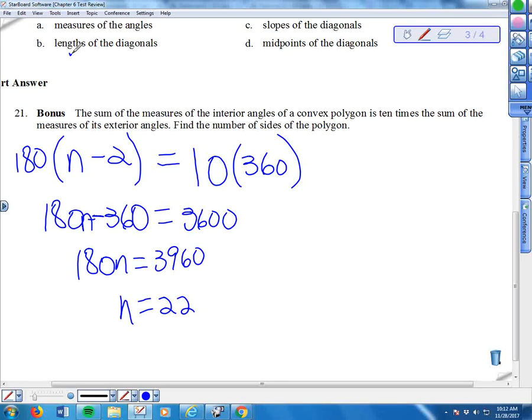So the answer to number 20 was C? Yes. Because that's something special about a rhombus versus just a parallelogram. Oh, okay. Because a square also has diagonals that intersect at a 90, but a square is a rhombus. If you're trying to prove it's a rhombus, there's two characteristics of the rhombus: all four sides are equal, and the diagonals intersect at 90 degrees. So that would be what would be most helpful in proving it's a rhombus. Okay, any other questions?